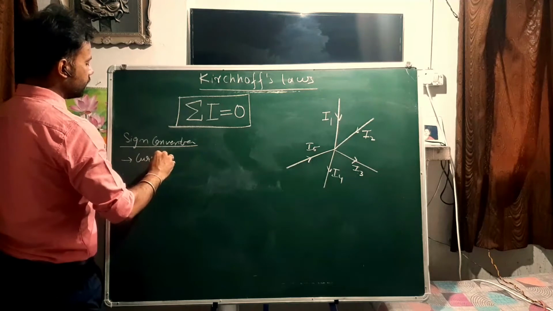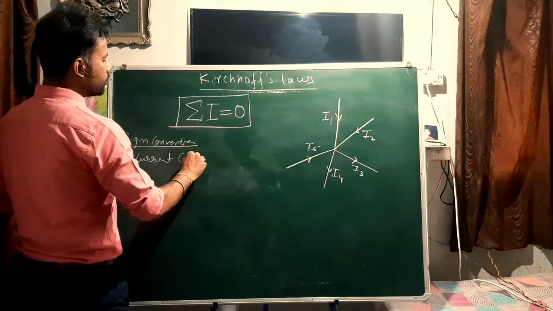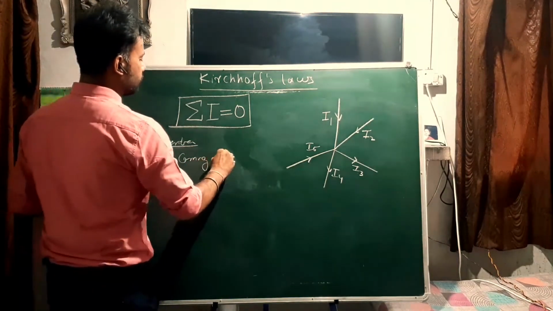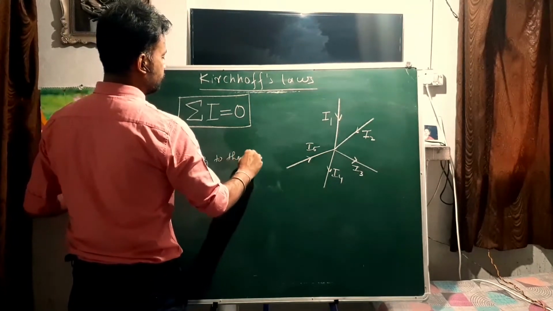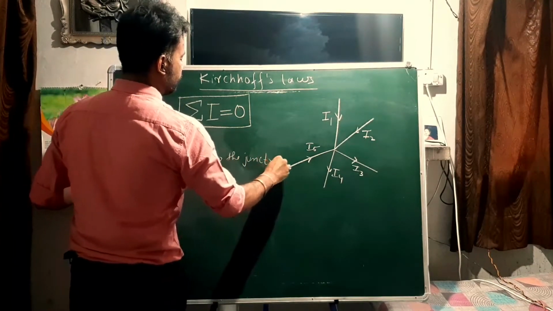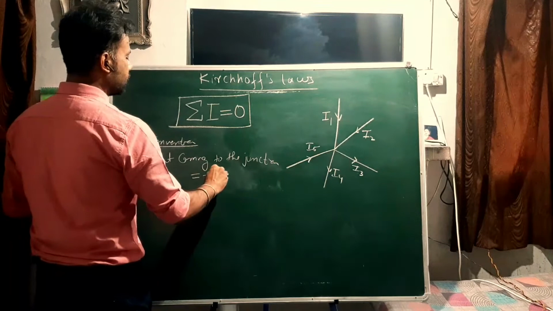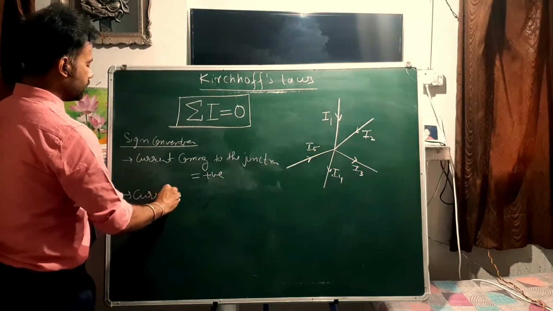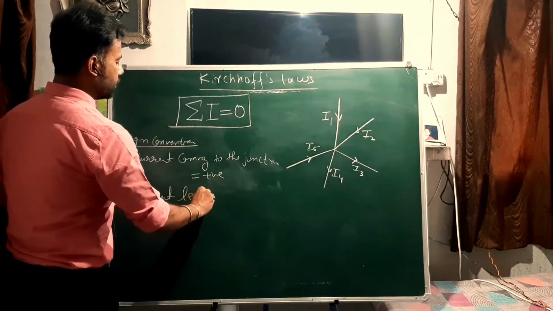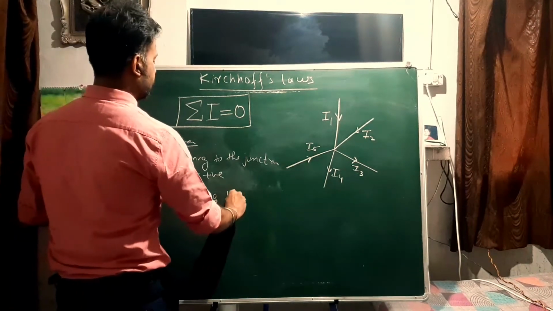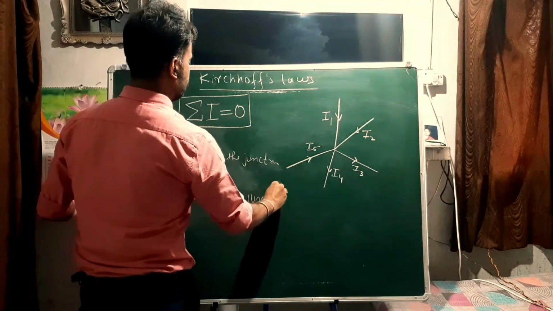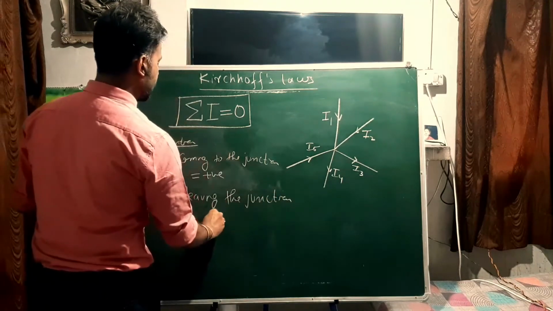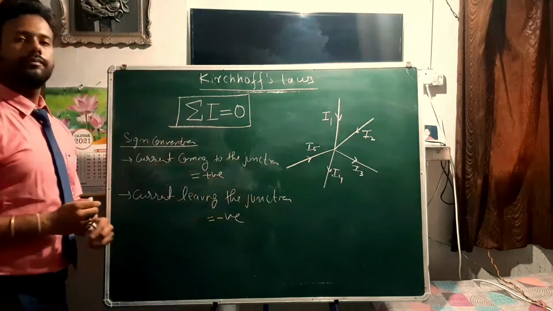Current coming to the junction will be taken as positive, and current leaving the junction will be taken as negative.